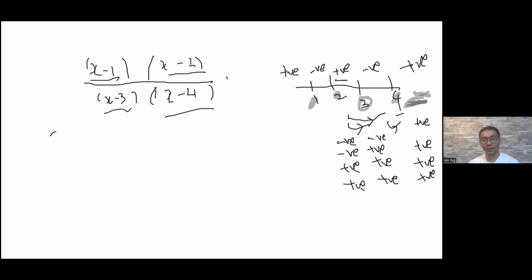So you can roughly see that when there are non-repeated factors, the sign will alternate. Because you have this set of factors, every time you cross a root, one of them will pop and become negative. That's why the whole sign changes. That's the reason why the sign alternates.